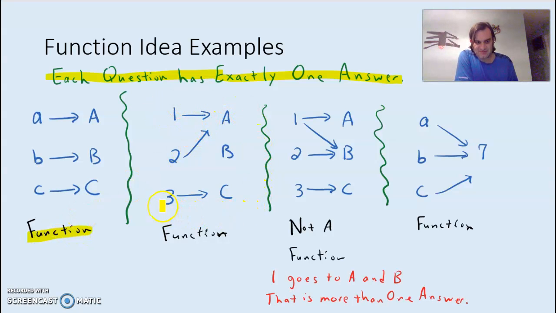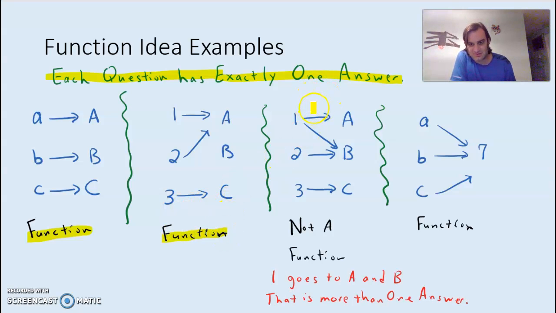The second example might be harder to relate to, but I have 1 going to A, so I stick the number 1 into the machine and out pops A. I stick the number 2 into the machine, out pops A. So here's a good example of the true meaning of the function. When I stick 1 in, a very specific thing comes out. When I stick 2 in, a very specific thing comes out. So it's okay that 1 and 2 make the same item. That's not a problem. 3 goes to C, it's a function.